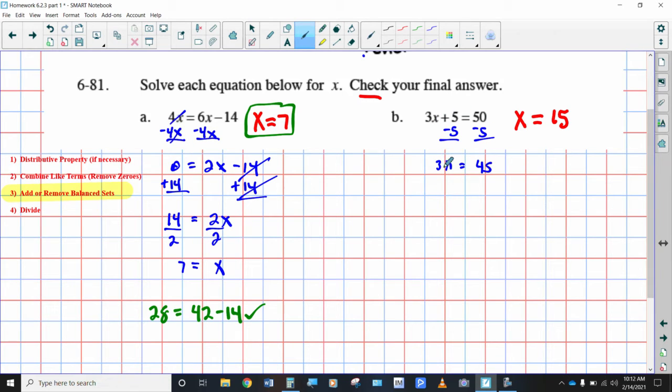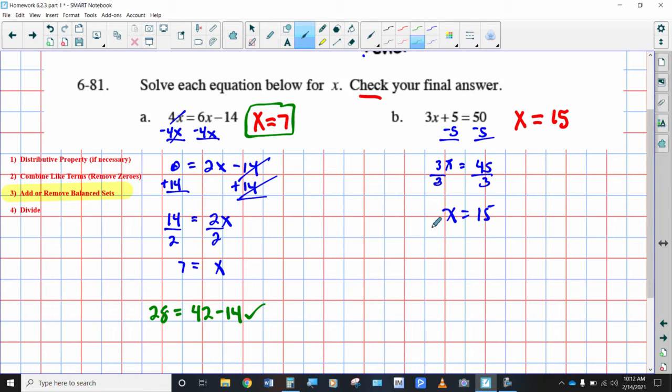So now, go through the same process. 3 times something is 45. What would you multiply times 3 to give you 45 for an answer? Well, if you divide 45 by 3, we'll find out. 45 divided by 3 is indeed 15.